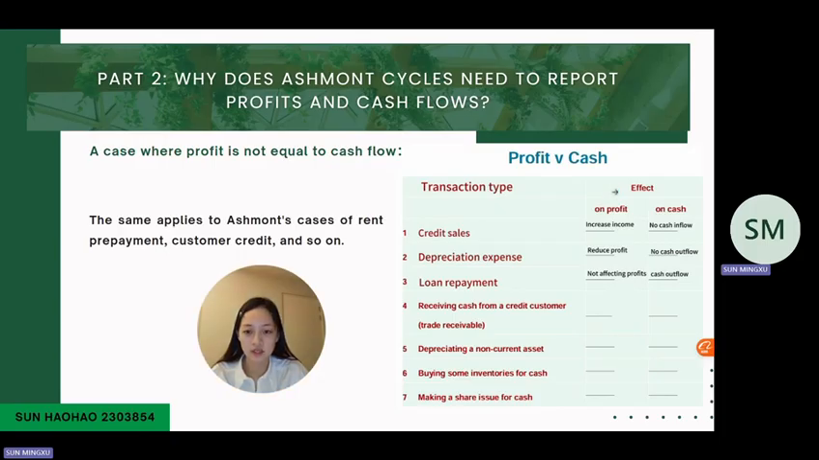This chart provides a good explanation of why profits and cash are often out of sync. For example, customers who buy on credit record profits, but do not pay money yet. In contrast, loan payments reduce cash but are not shown in the income statement. Therefore, it is not enough to judge the operating status of a business by profit alone.